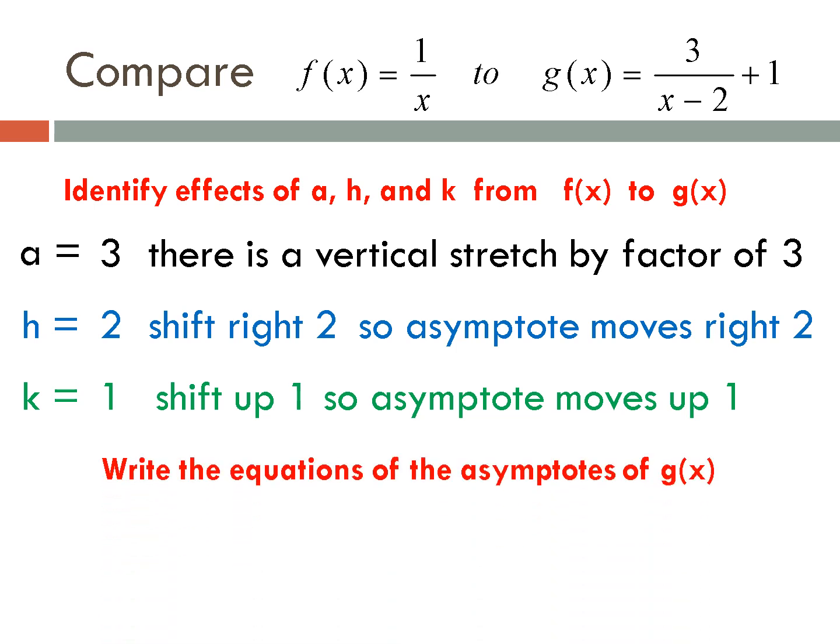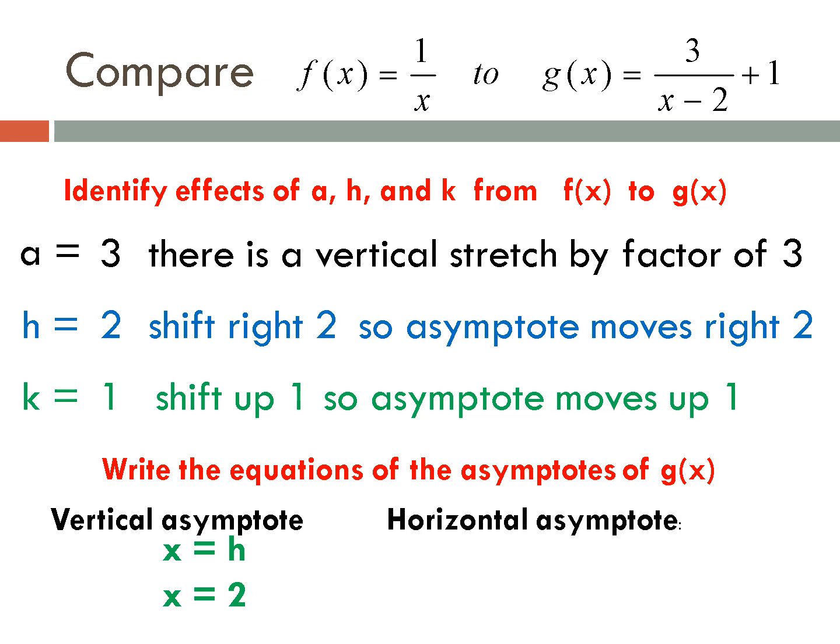So let's talk about the equations of the asymptotes. So the vertical asymptote is x equals h. Well, I know h is 2, so that's x equals 2. The horizontal asymptote, we remember from the last slide, is y equals k. Well, my k value is 1, so that's y equals 1.